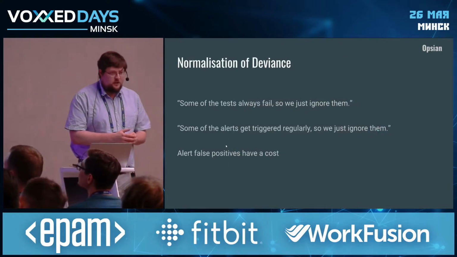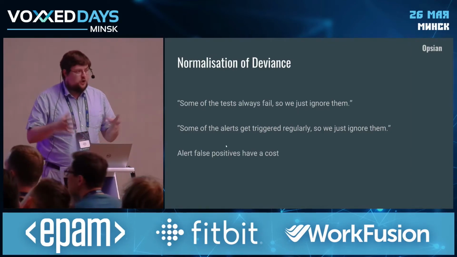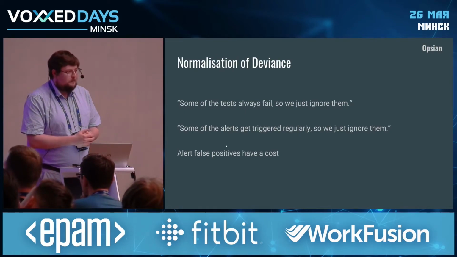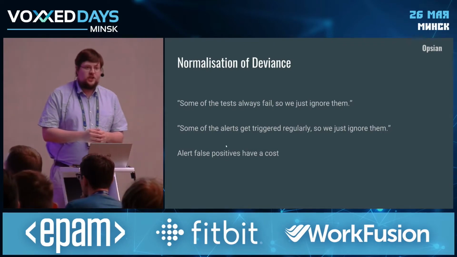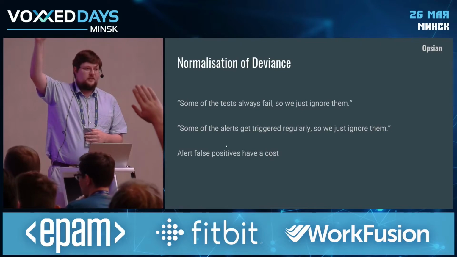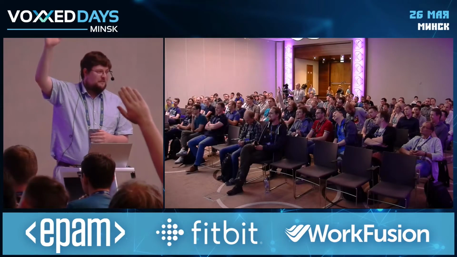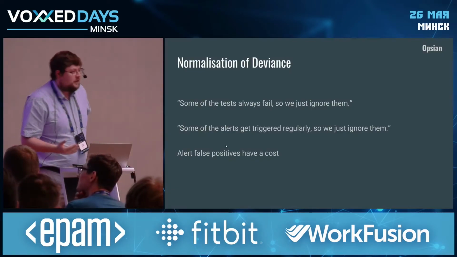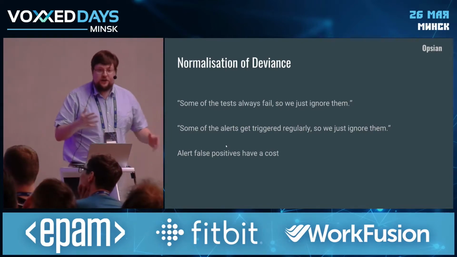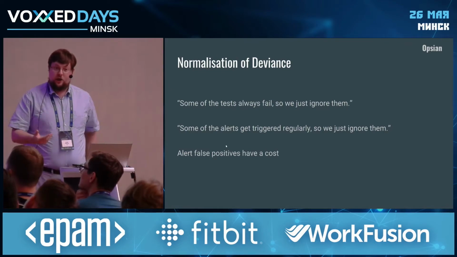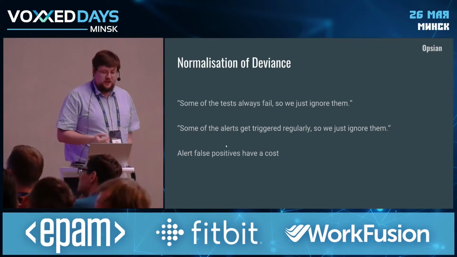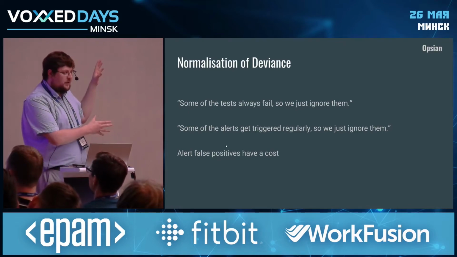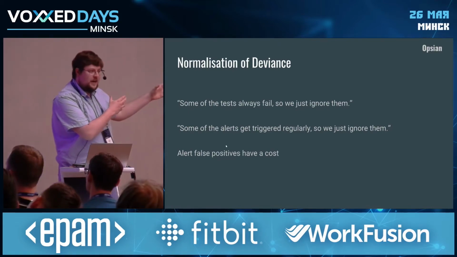Another problem you encounter is this normalisation of deviance problem. So who's worked in an organisation where you've had some failing tests, and the solution to the failing tests was just to ignore all the tests? It's okay, be brave. I'm amazed more people aren't putting their hands up at this point. Fantastic, great. But sometimes this kind of thing happens in organisations. And I think you get a similar problem with alerting from monitoring systems. Some of the alerts get triggered regularly, so you just ignore them. Sometimes you pop into an organisation, you see those beautiful dashboards, and they've got green and red and amber blocks.